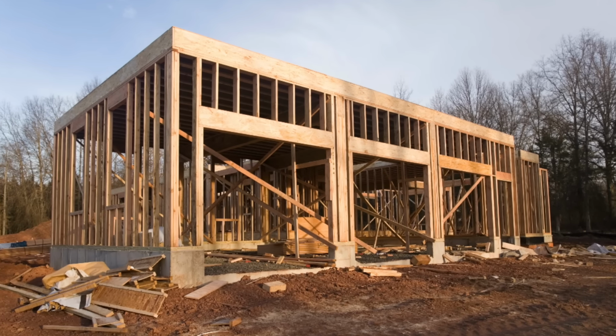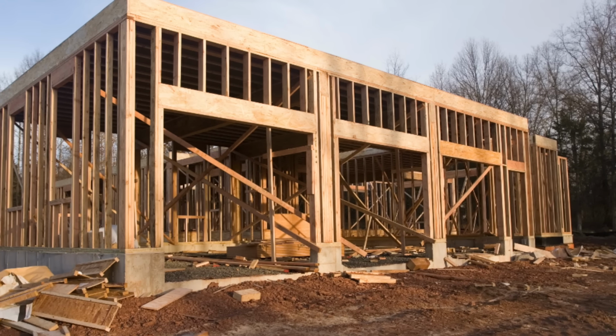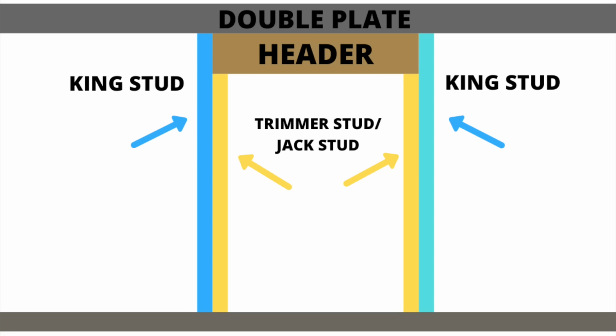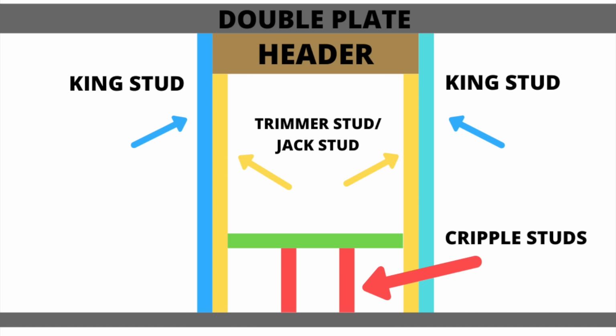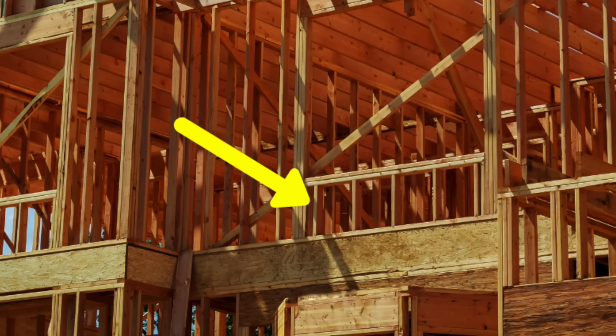Sometimes headers are also made up of LVLs over longer spans, like garage doors where they need to bear more weight. The ends of the header sit on pieces called trimmer studs or jack studs. Then they're enclosed by taller pieces called king studs, which extend all the way up to the plate. Empty spaces above a door or below a window are then filled with what are known as cripple studs, just little short pieces that provide support and create nailing surface for drywall and cladding.